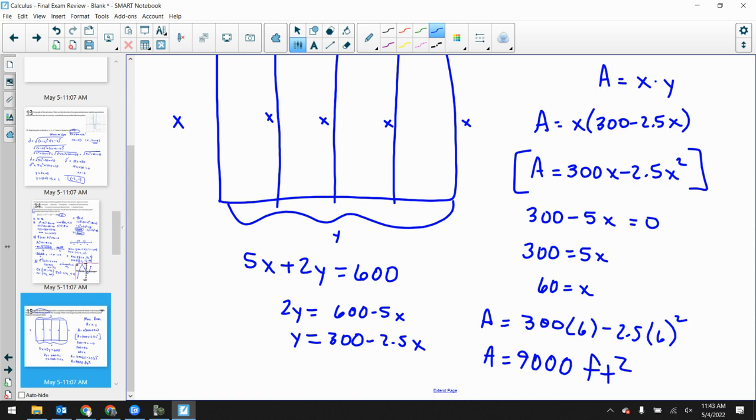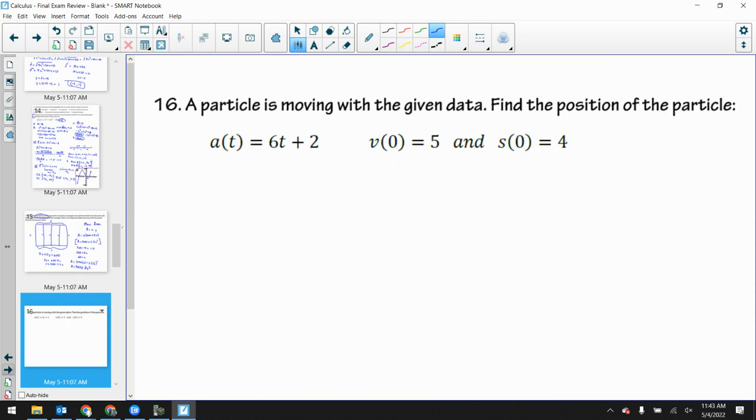All right, those are two big problems there. A particle is moving with the given data. Find the position of the particle. If I know that the particle has acceleration and I want to get to position, am I going to be using the derivative or the antiderivative? The antiderivative, right. If I were to use the derivative, that's working from position back to acceleration. Going from acceleration to position, making it more general, is using the antiderivative.